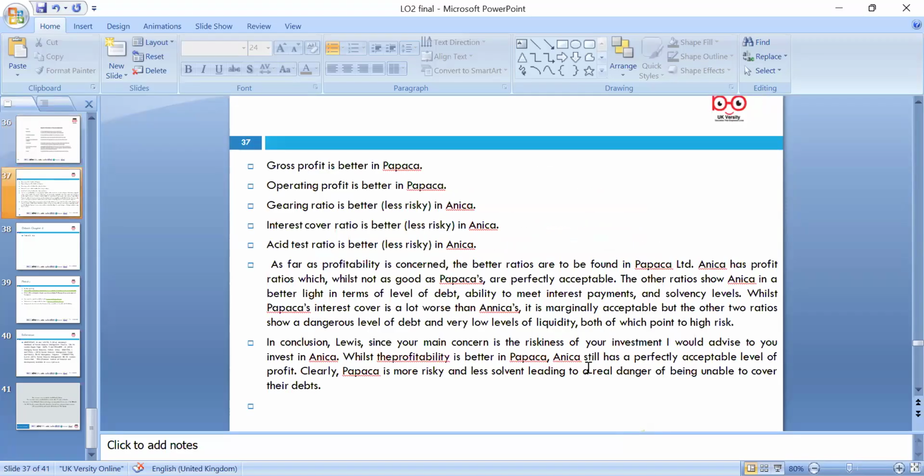So in both cases, Anika and Papika, overall we recommend that Anika is the better performing company compared to Papika, because Papika is a high risk company. We draw the conclusion based on the ratios and the analysis, and then we can recommend to the client and they can make the decision themselves as well.